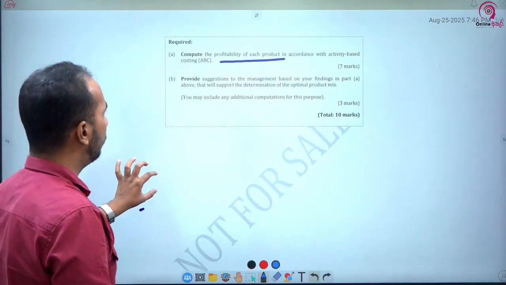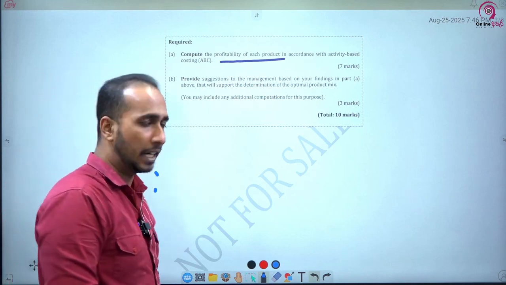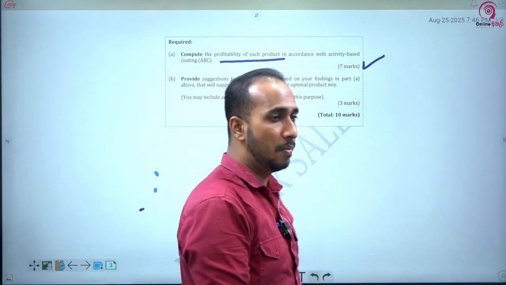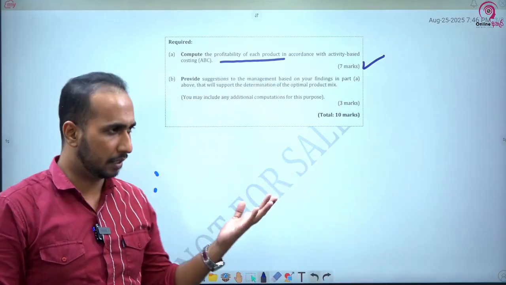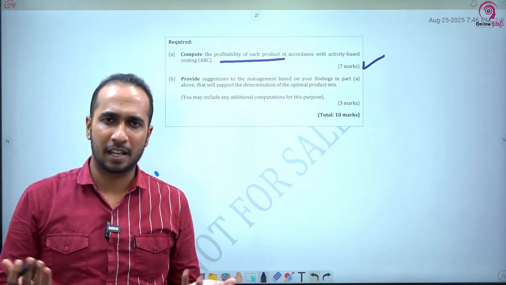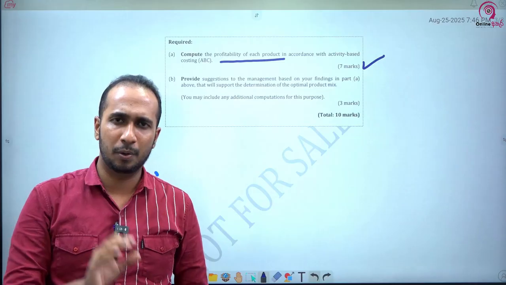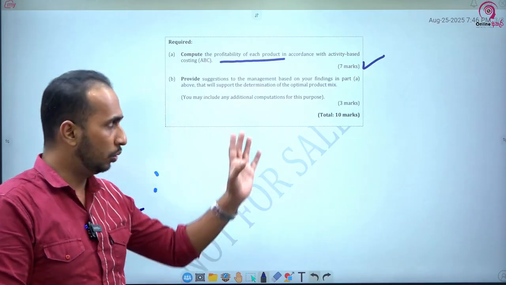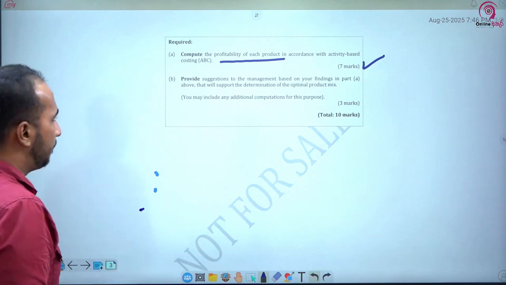In part A, they are asking us to compute the profitability of each product in accordance with activity-based costing. It is 7 marks. So although I took some time to explain this, if you have the correct understanding of ABC principles, you can do the computation very fast. Please be mindful of the time, because this is a straightforward question. Let's move to part B.